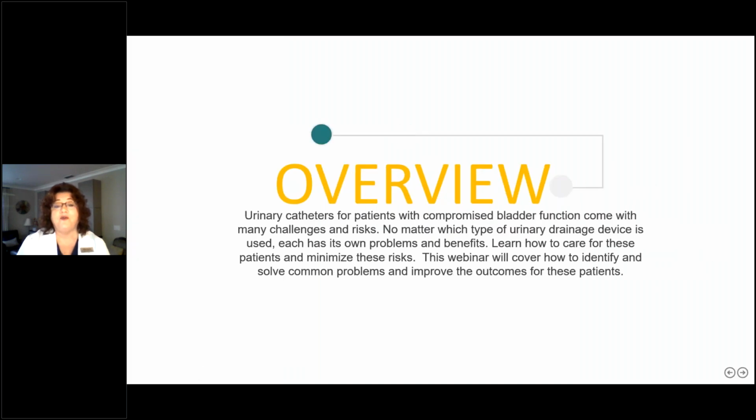So as an overview, I just want to go through a little bit of the fact that there are many patients that do have compromised bladder function, and they do come with many challenges and risks. So any type of device that's used, each has its own problems and benefits. So it's important to learn how to care for these patients and to minimize the risks that they have. So we're going to cover how to identify and solve some of these problems and to improve the outcomes for these patients.